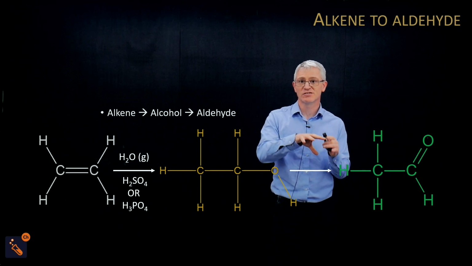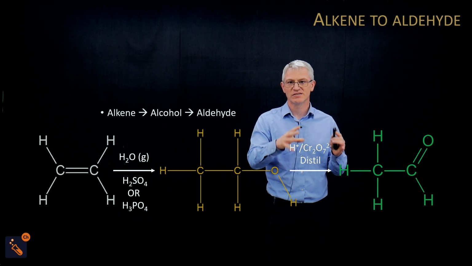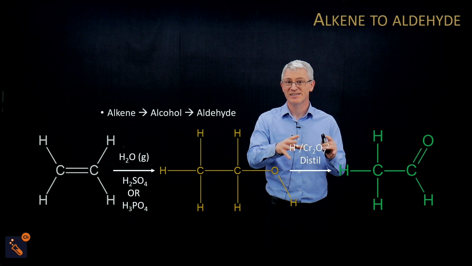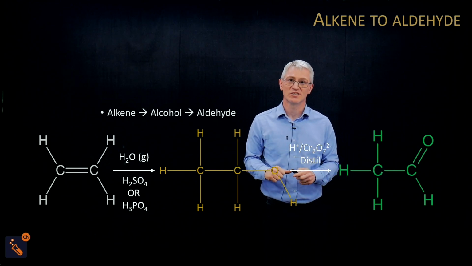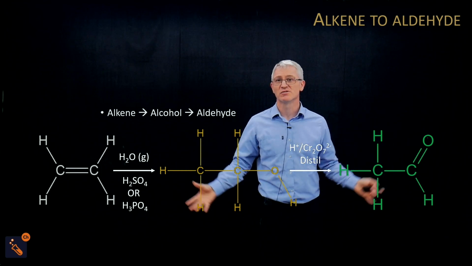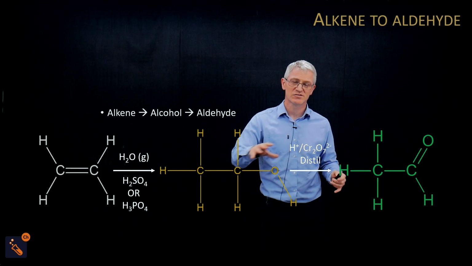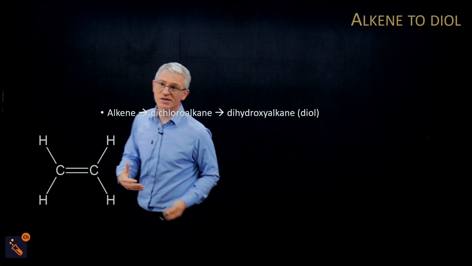That's because the reaction to turn this from an alcohol to an aldehyde, okay, is done with H+ and Cr2O7 2-, and it's distilled, and that Cr2O7 2- is orange and it changes into green. And that's how you make an aldehyde. And that's probably one of the most common ones that you're going to come across, which is alkene to an alcohol to an aldehyde. Okay, so make sure that you can do that.